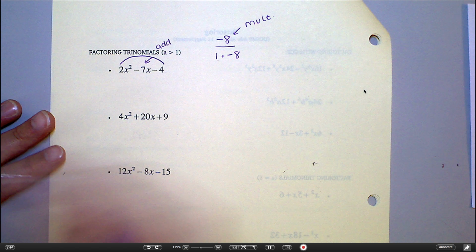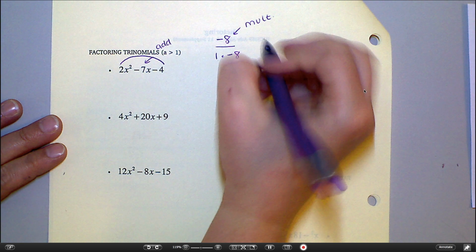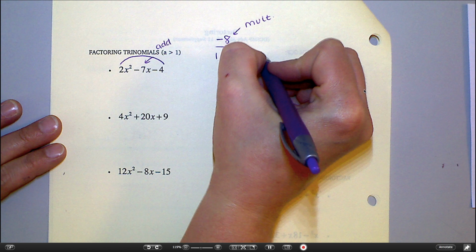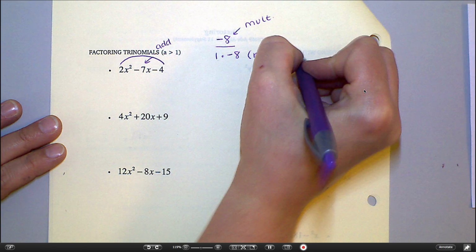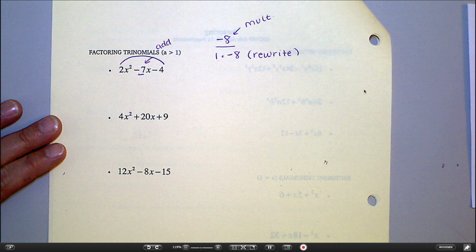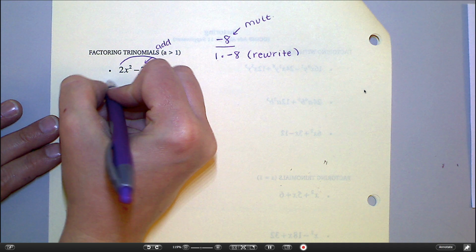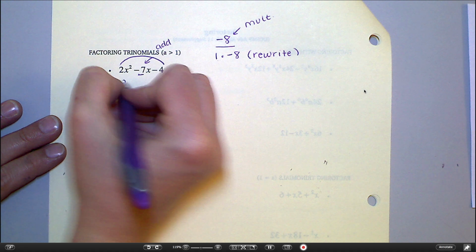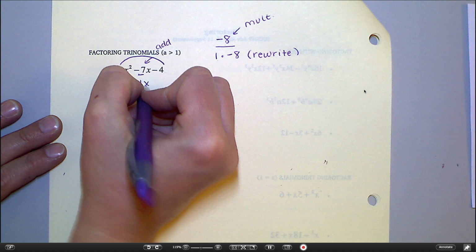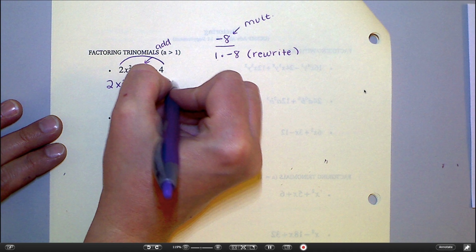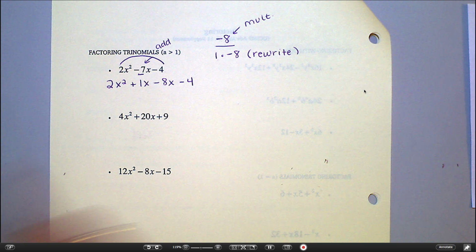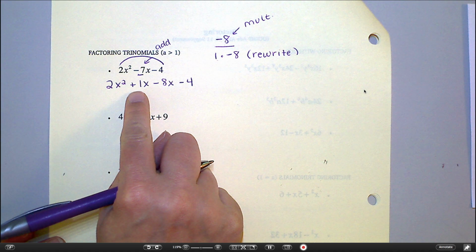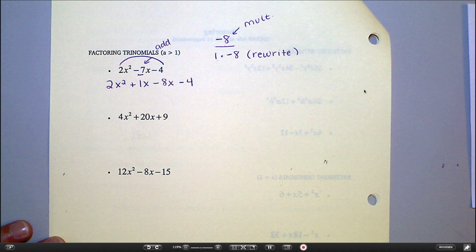Okay, and what I do with those numbers is I use these to rewrite my original problem, but I'm going to break up this negative 7. So it's going to look like this. 2x squared plus 1x minus 8x minus 4. Okay? And that's still equivalent to my original because 1x plus negative 8x would give me negative 7x. Okay?